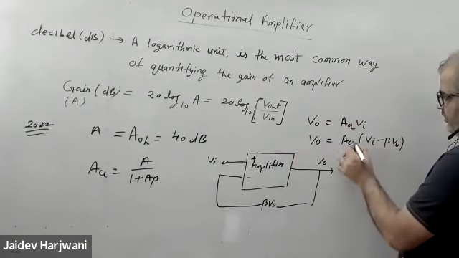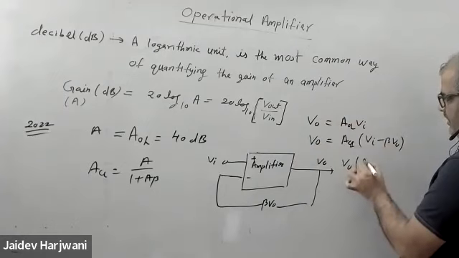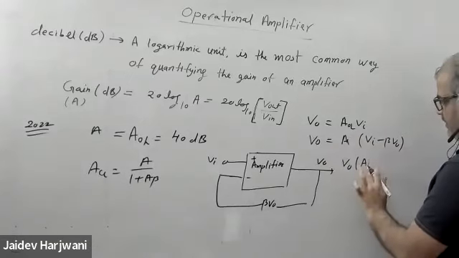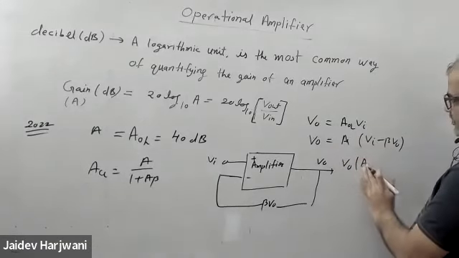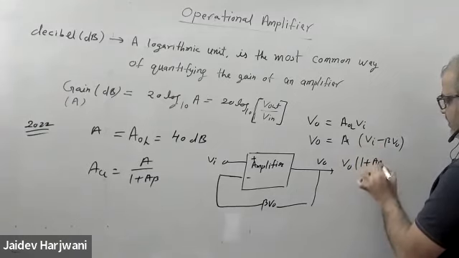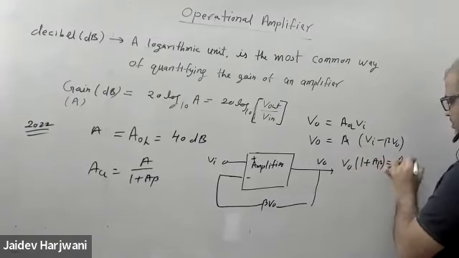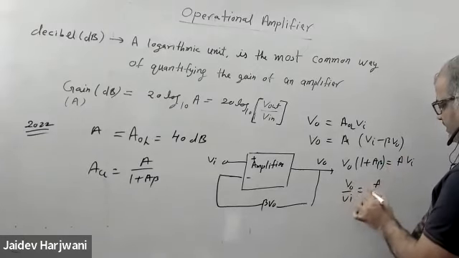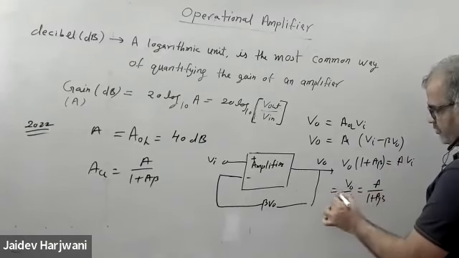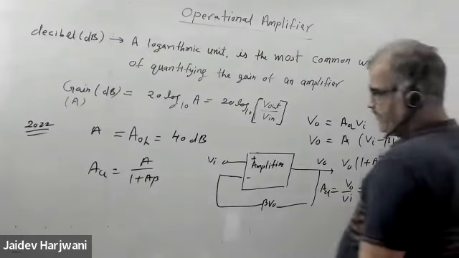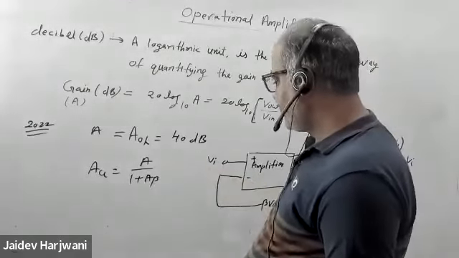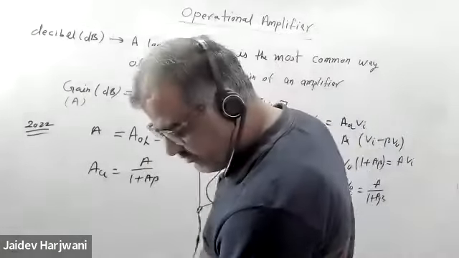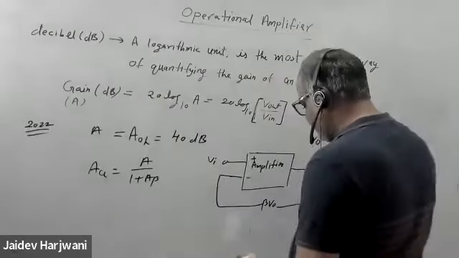Now if you calculate V naught, V naught times 1 plus A beta equals A V input. So V output upon V input will be A upon 1 plus A beta. This is your closed loop gain. They say the open loop gain is 40 dB, and a fraction of the output, 1/40, is given as feedback.